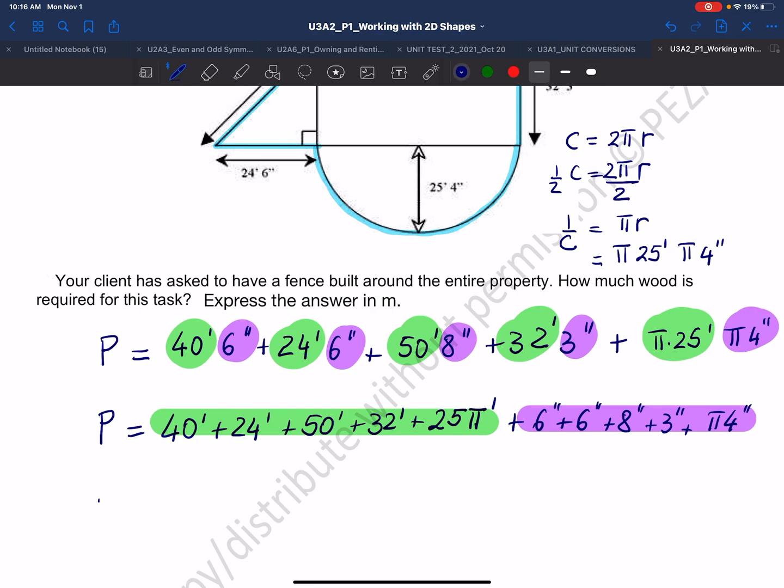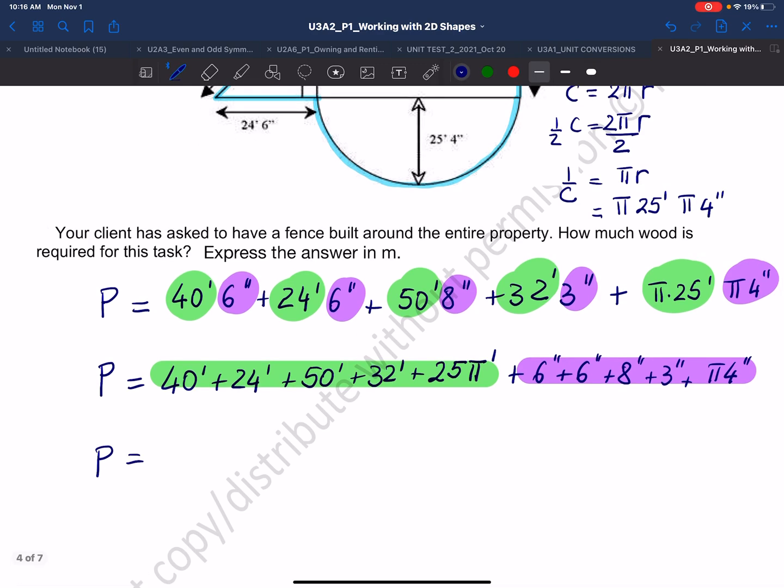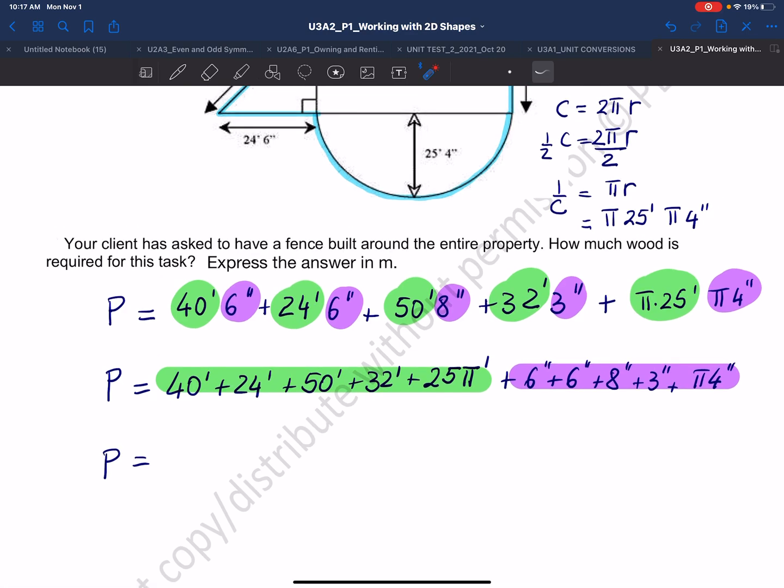So this will make for the next part. Perimeter equals, so I'm going to add all the feet together. So we have 64 in here, right? So 64 plus 50, that's 114, 146, and 25 pi. So I'll use a calculator in this case. 24 plus 50 plus 32 plus 25 times pi. So we're going to get a decimal number. We'll round to the nearest one decimal place. So 224.5 feet.